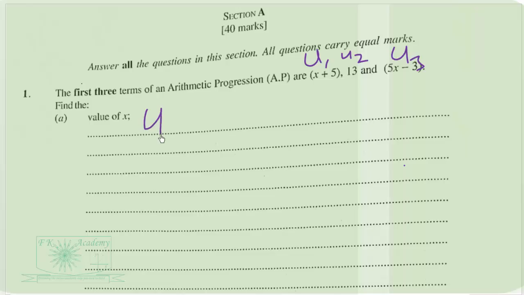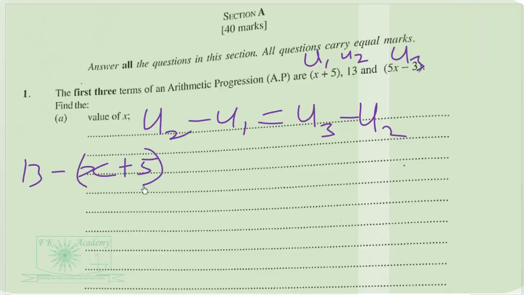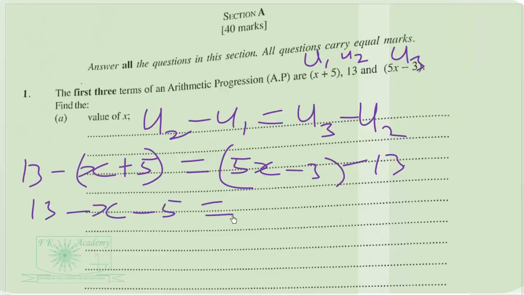When we subtract, u sub 2 minus u sub 1 should be equal to u sub 3 minus u sub 2, because they will give us the common difference, which is d. So we will have 13 minus (x plus 5) is equal to 5x minus 3 minus 13. When we expand, we have 13 minus x minus 5 is equal to 5x minus 16.